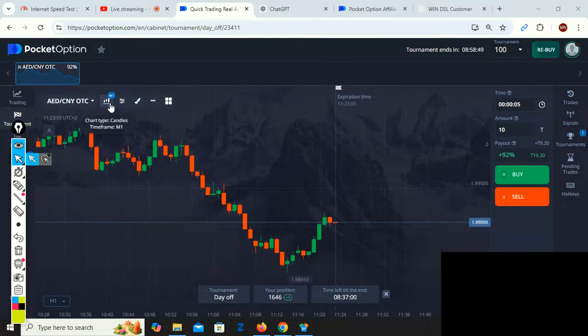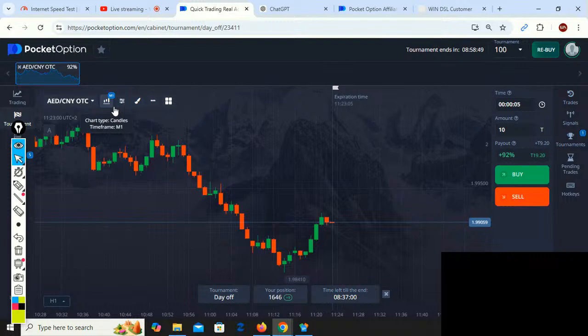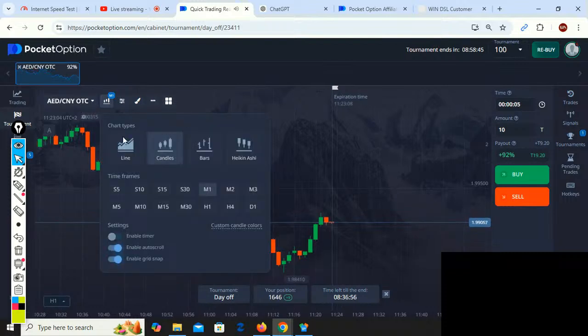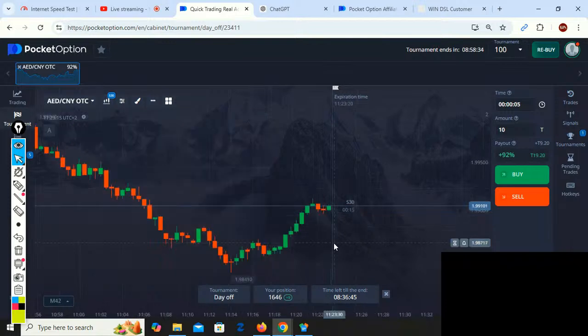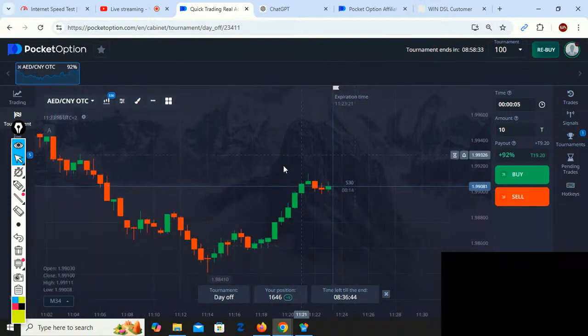First things first, go to the candles tab over here. We need normal candlestick patterns. Select 30-second chart. So every bar you see, every candle you see over here represents 30 seconds of price data.